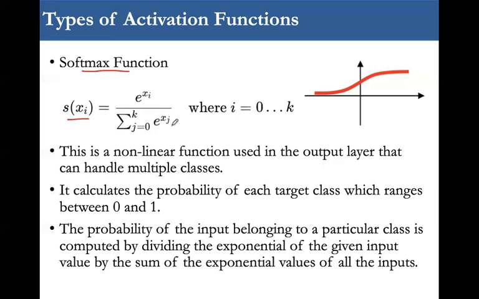The probability of the input belonging to a particular class is computed by dividing the exponential of the given input value by the sum of the exponential values of all the inputs.